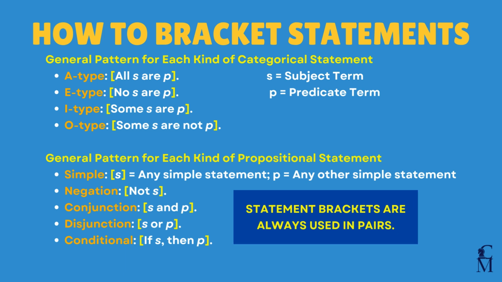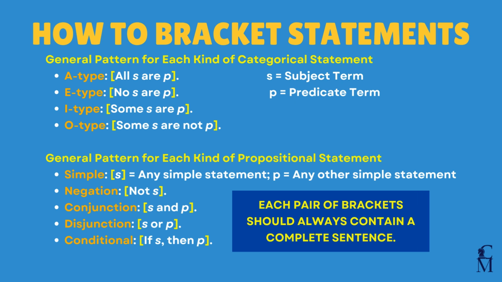There are two things to notice about how both categorical statements and propositional statements are bracketed. First, statement brackets are always used in pairs. So, no statement has a statement bracket in the middle of a statement, and each open statement bracket has a corresponding closed statement bracket. Second, the brackets always contain a complete sentence. Statements are kinds of sentences. So, each pair of statement brackets should contain a full sentence.